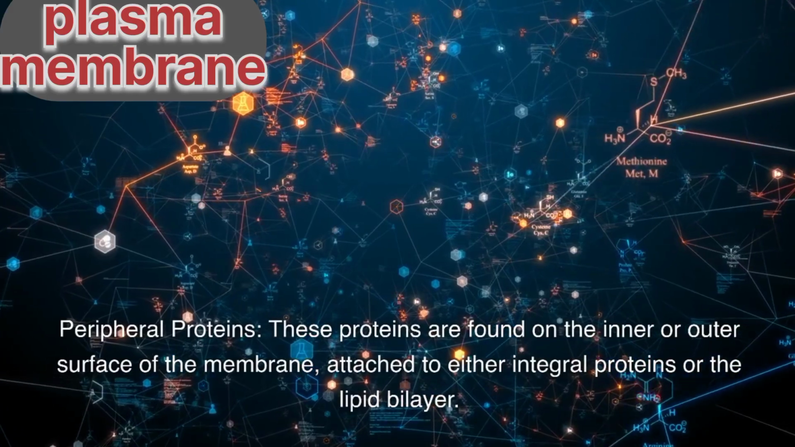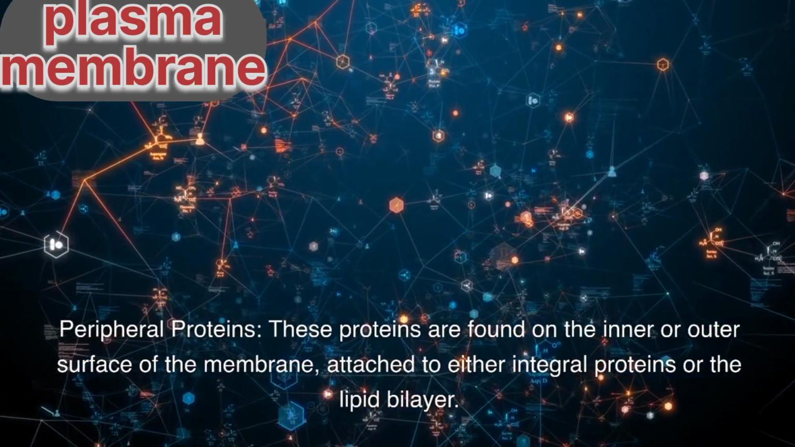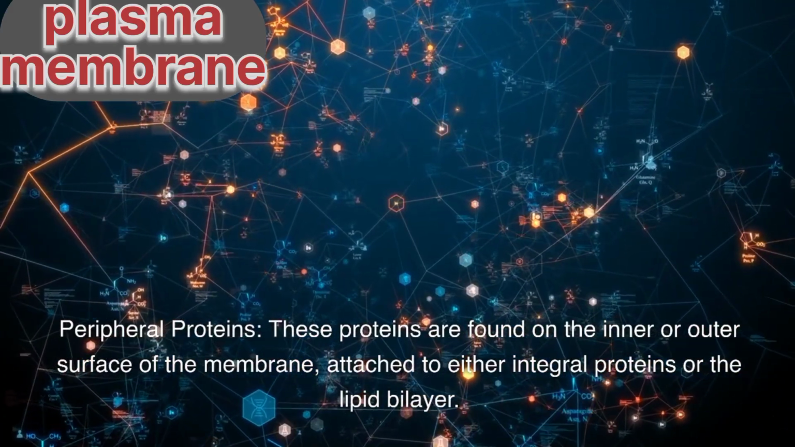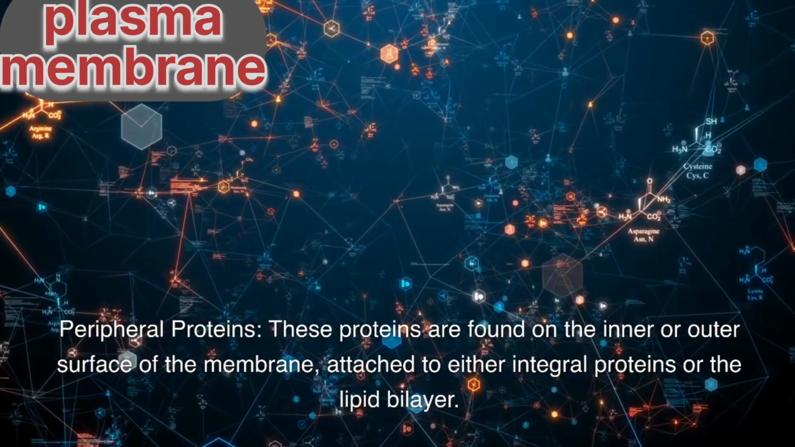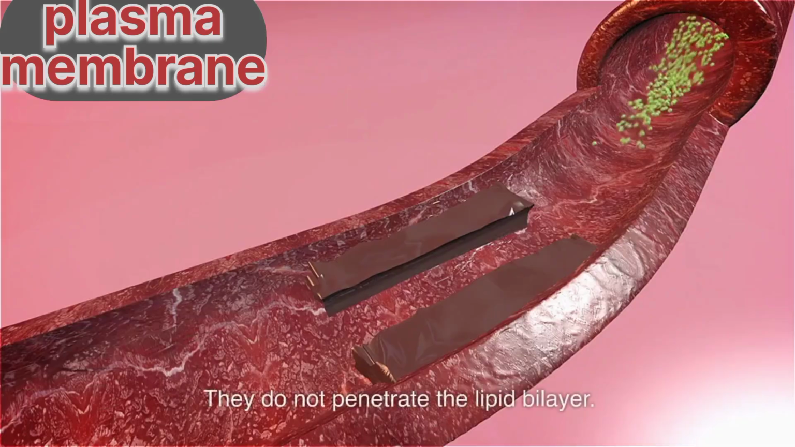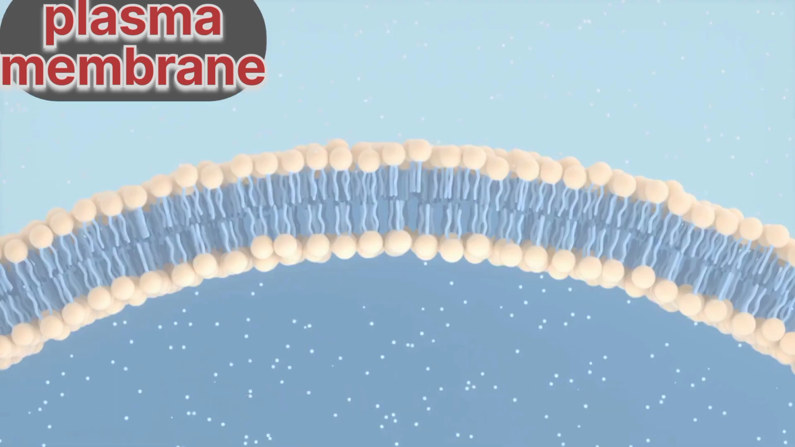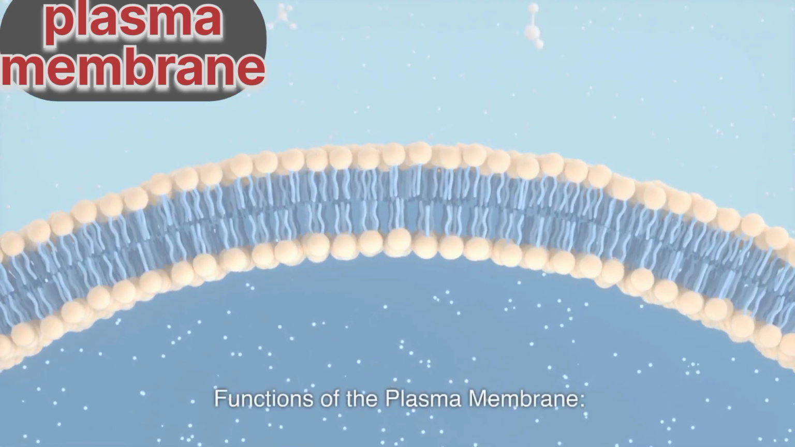Peripheral proteins. These proteins are found on the inner or outer surface of the membrane, attached to either integral proteins or the lipid bilayer. They do not penetrate the lipid bilayer. Functions of the plasma membrane.